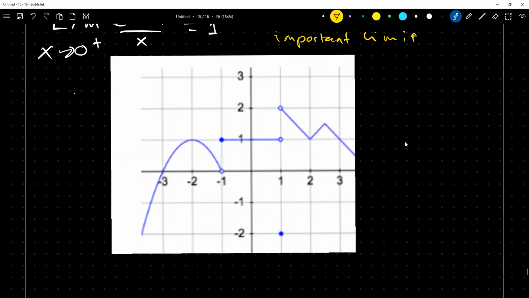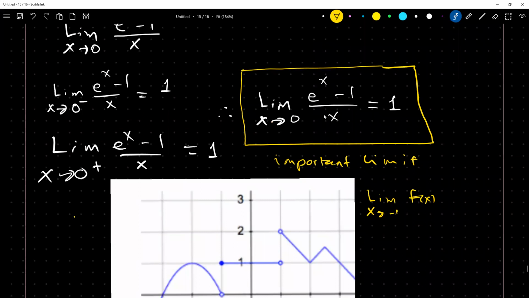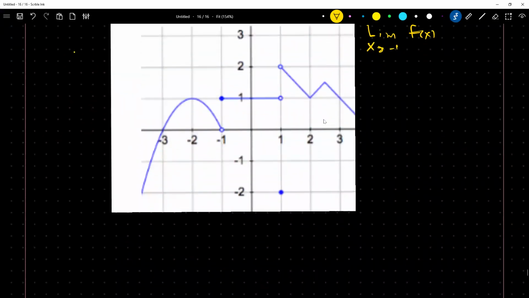So here, let's just do a couple of exercises. The first question would be, what's the limit as x goes to -1 for our function f of x here? So here's our function f of x. It's got a lot of different pieces to it.